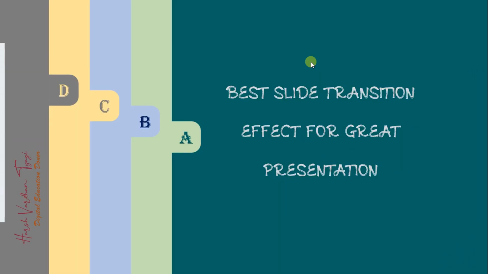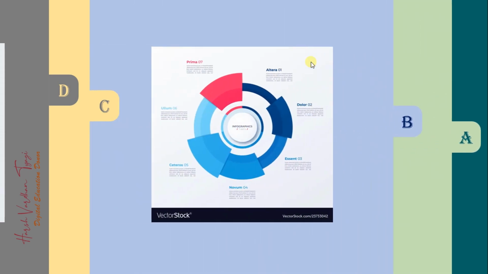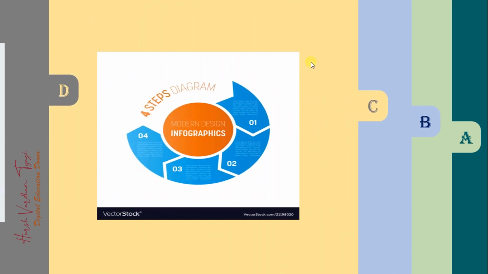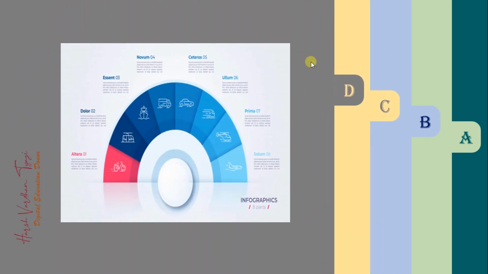So this is the best slide transition effect for a great presentation. I'm clicking it. This one is the first, A, B, C, and then at last D. So this is how you can create the best slide transition effect using the PowerPoint tool.